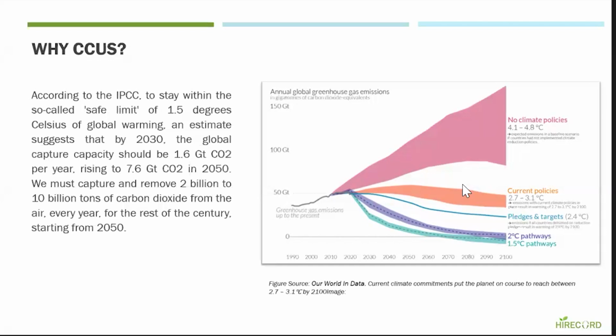So the question of why CCUS is actually: we need to capture and remove 2 billion to 10 billion tons of CO2. And we don't only need one technology, we need several technologies, and one of those technologies is CCU, and this is what we are doing with HyRecord. So this is why.